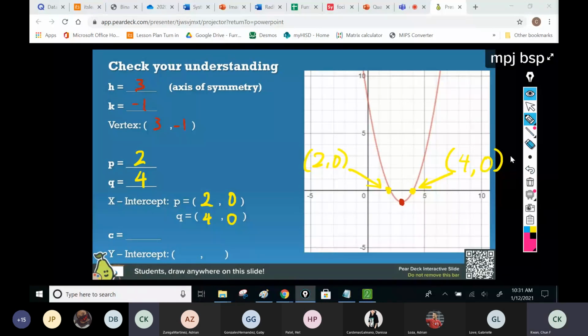All right, the last one, the y-intercept, where it crosses the y-axis. So the y-axis is right here. This is the y-axis. And then it will cross the y-axis right here, at this point. So find the ordered pair.